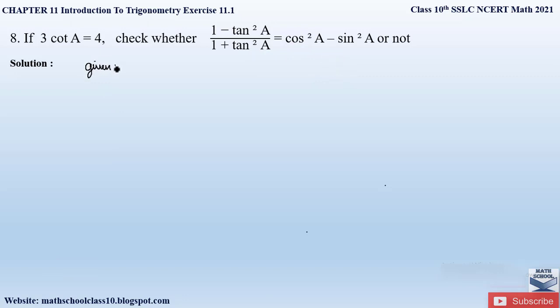So they have given us 3 into cot A is equal to 4, right? Here we have 3 into cot A. So can we send this 3 to right hand side and find out the value of cot A? Cot A is equal to 4 divided by 3. Since 3 is in multiplication form here with cot A, when it comes to the right hand side, it comes in division form. So we have got the value of cot A as equal to 4 by 3.